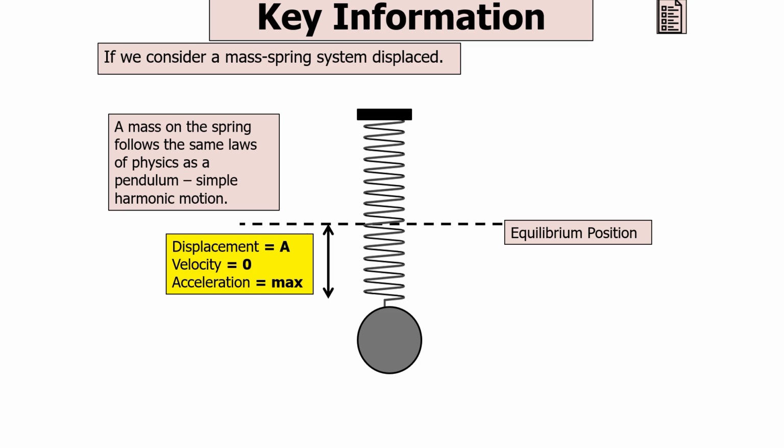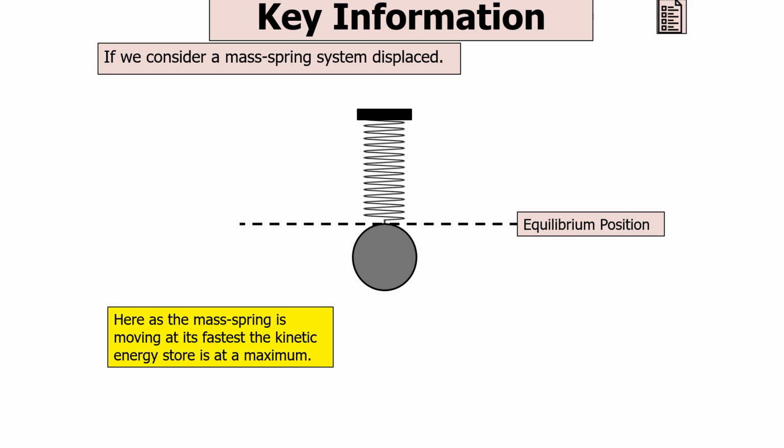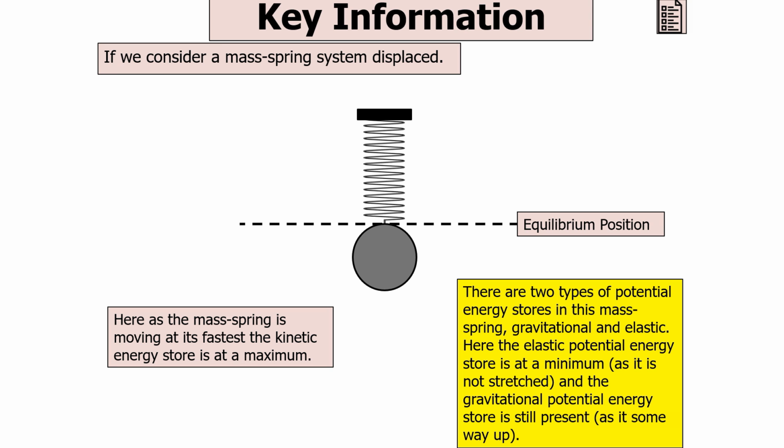Now we know here, the displacement is equal to A, the velocity is equal to 0, and the acceleration is a maximum. Now here we're at equilibrium and the mass spring is now moving at its fastest. The kinetic energy store is at a maximum. Once again, our elastic potential energy store is at a minimum as it's not stretched, and the gravitational potential energy store is still present as it's some way up.